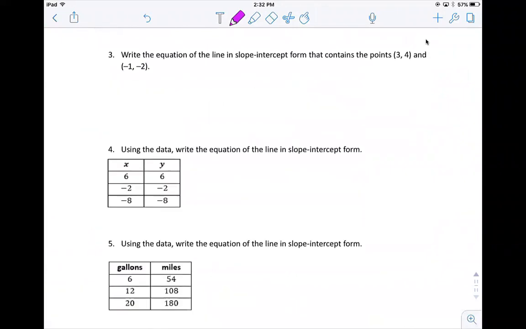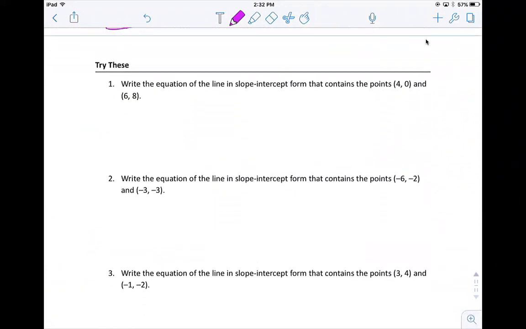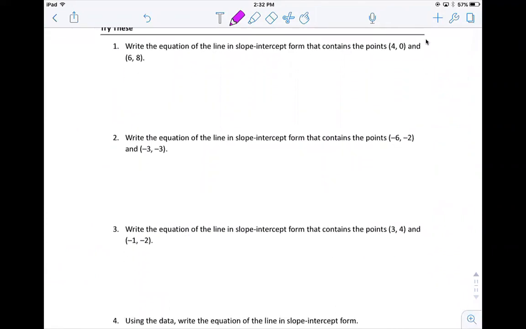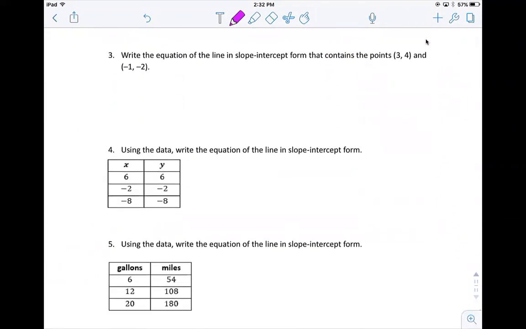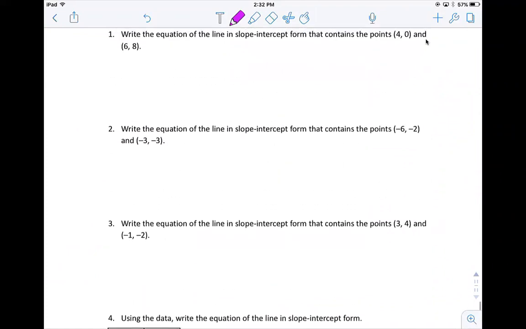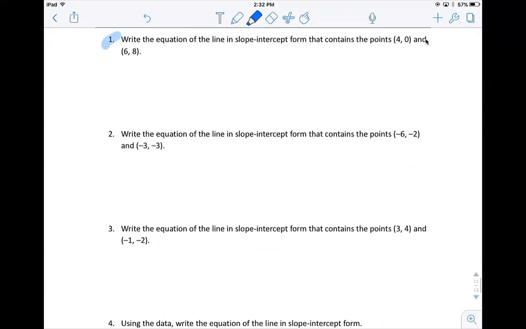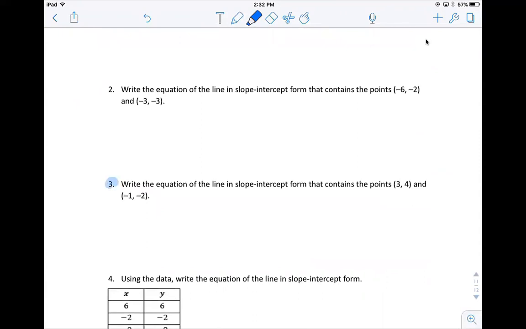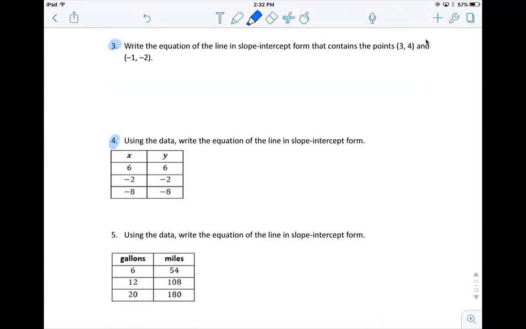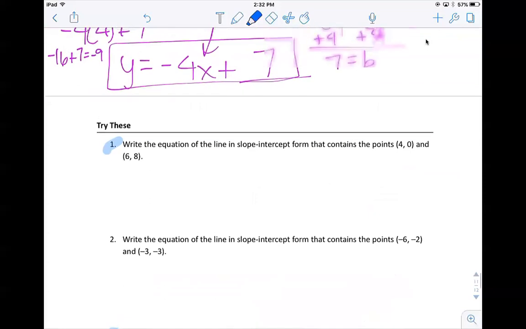Okay, so it says to try some on your own. So what we are going to do is take a look at a couple of these together, and then you will finish the rest on your own. So we are going to take a look at number 1, number 3, and number 4. So you can do 5 and 2 on your own.